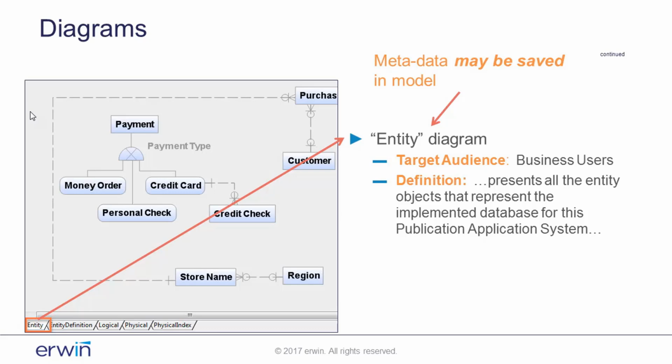Also some notes at the right about the entity diagram. We see the target audience, and we see at least a piece of the definition of this diagram. But where did I get that? That's actually saved in this model. If you open up the Publications Application Model, the example model that installs with erwin Data Modeler, you will see that this diagram has this information stored in it. So this kind of metadata can be saved in the model. And there are several ways of doing that. We'll look at some of them when we get into the next course, building your first erwin data model.